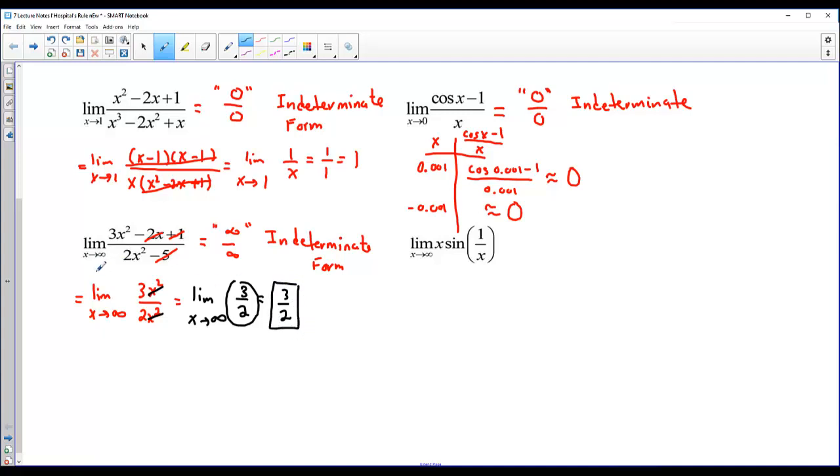Remember, you can even check your work here. If you plug in a really big number like 100, you'll basically get 1.5 out. You plug this into your calculator, put 100 here, and 100 there, and 100 there, and you'll get out basically 1.5, which is 3/2.